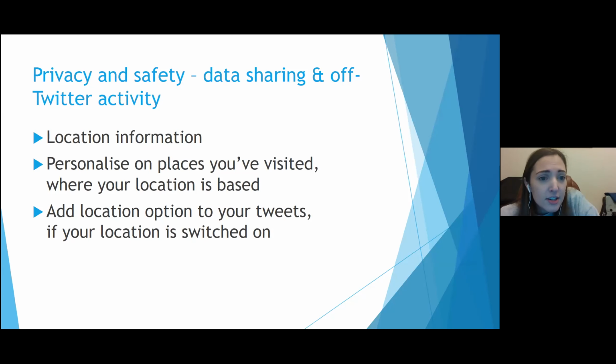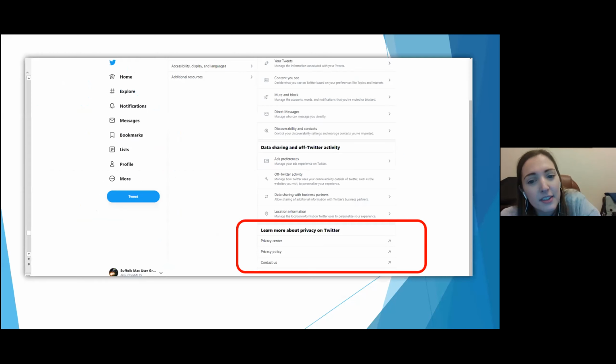So we just talked about location information, so you can change that here. You can personalize places you visited, where your location is based, and you can add a location option to your tweets if your location is switched on. So I recommend, in terms of privacy, if you want to find out more, the Privacy Center is a really good place to start. You just click on more, click on settings, and you'll be able to click onto this side here, and that should answer all your questions. They're quite good at breaking down everything for you to understand and manage.